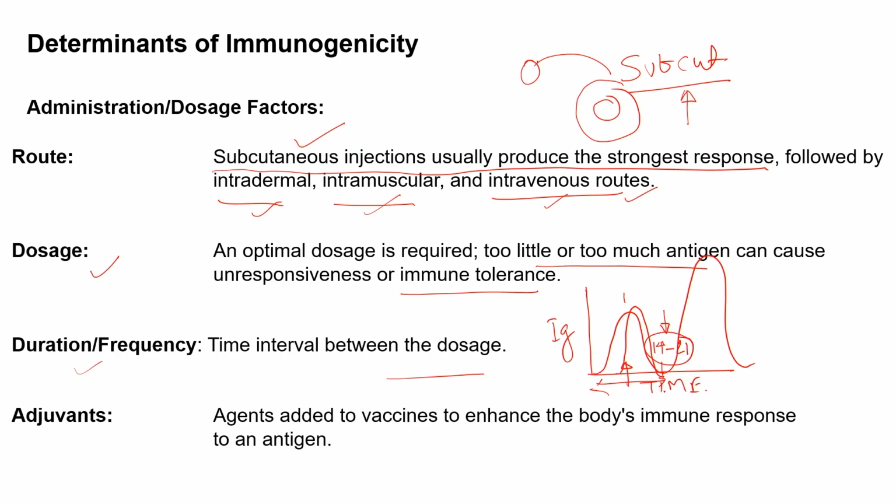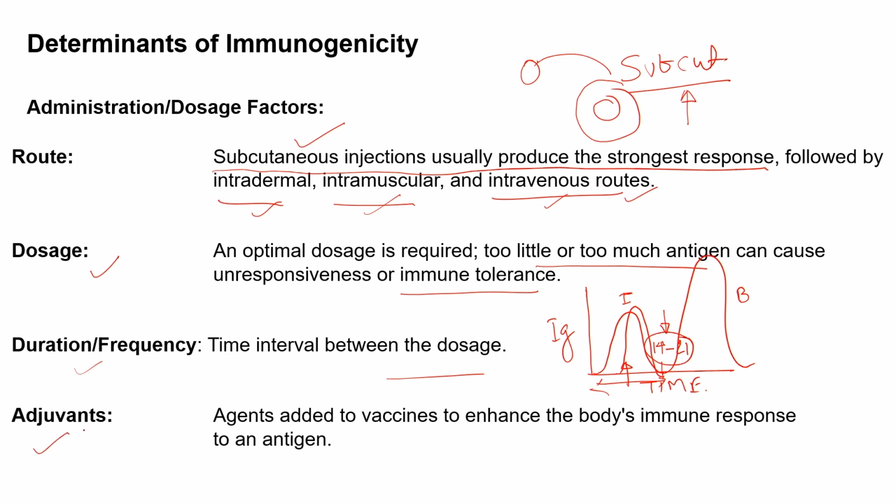So we have to give a proper interval when we are raising an immune response in terms of the second dose. We sometimes call it a booster also. So this is the first exposure and this is the booster. So the time interval is important.